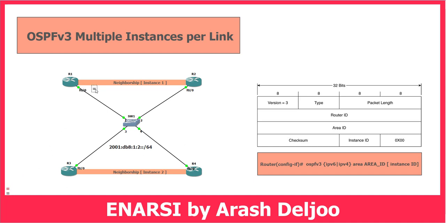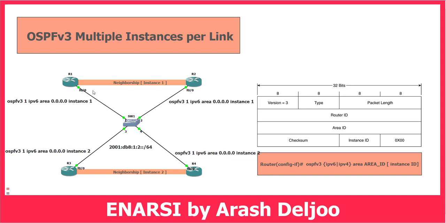Look at here. On the interface FastEthernet of router 1 with OSPFv3, we can configure ospfv3 1 ipv6 area 0.0.0.0. This is the command that we use for configuration of OSPF version 3 on one interface. Then here you can use instance, for example 1. On FastEthernet 0/0 of router 1 we configure this command, and also on FastEthernet 0/0 of router 2 we configure exactly the same command. But on router 3, we can configure ospfv3 1 ipv6 area 0.0.0.0 instance ID 2, and on router 4 also instance ID 2.